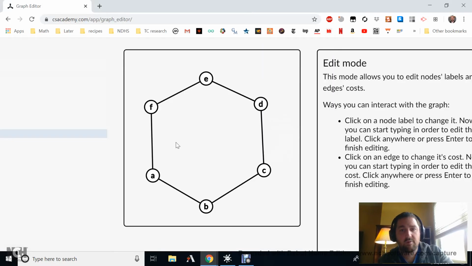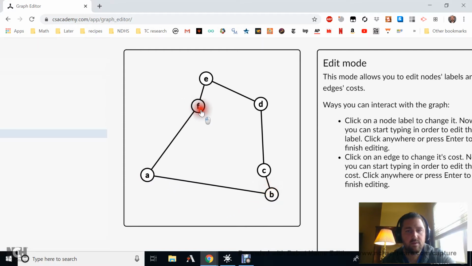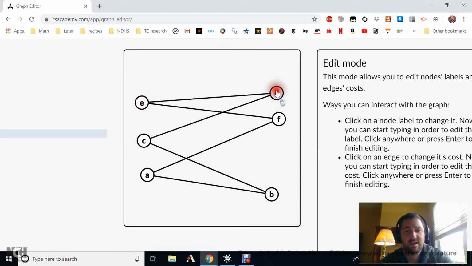I'm going to do it with our graph editor. All right, so here's our graph editor. I'm in edit mode. I've copied this same graph. All I'm going to do is put the A vertex on the left side, and then each of the vertices it's connected to, F and B, I'm going to pull over to the right side. Then each of the vertices that B is connected to, I'm going to pull over to the left side. And each vertex that F is connected to, I'm going to pull over to the left side, and then D, I'll pull over to the right side, and there you go.